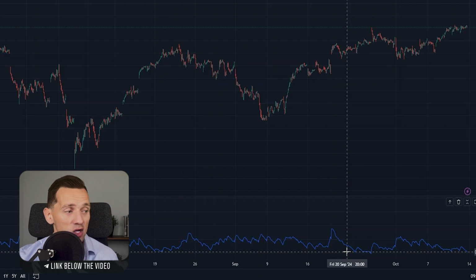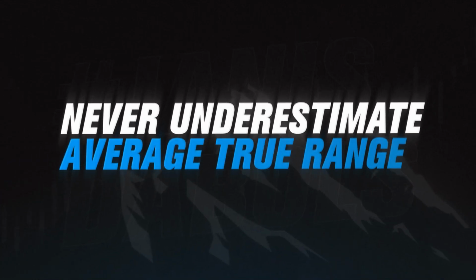Just see how much markets move by average true range and multiply it by 2 or 3 times, depending on your trading strategy, and you could have one of the best and most effective ways to use correct risk management without doing complicated mathematics. So never underestimate average true range.